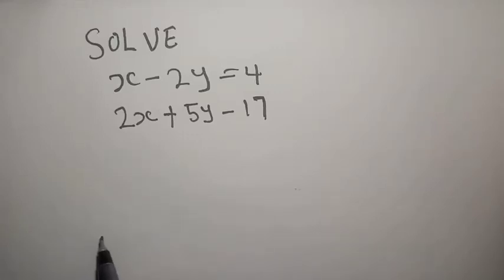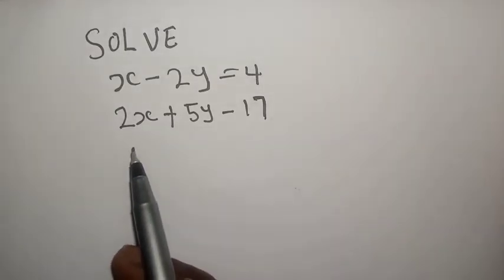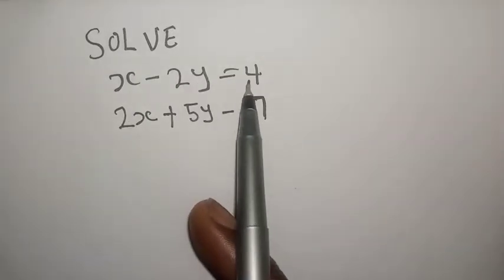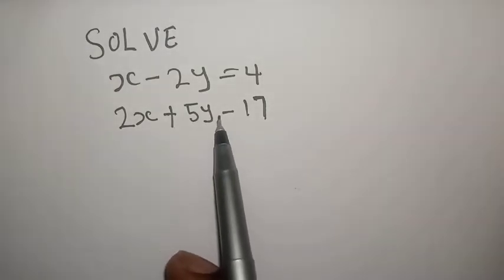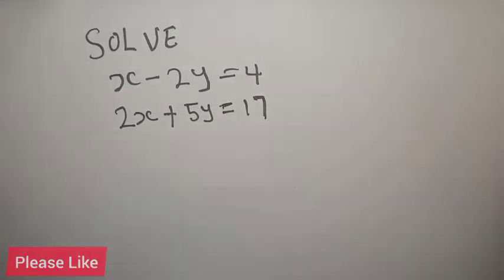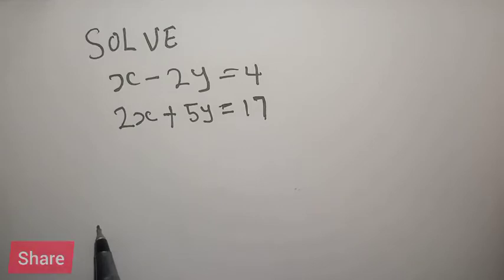Once again, in today's class, we want to look at how we can solve this simultaneous equation using the substitution method. We want to use the substitution method to solve this type of equation: x minus 2y is equal to 4, then 2x plus 5y is equal to 17. This type of equation is called a simultaneous equation. Now we want to use the substitution method.